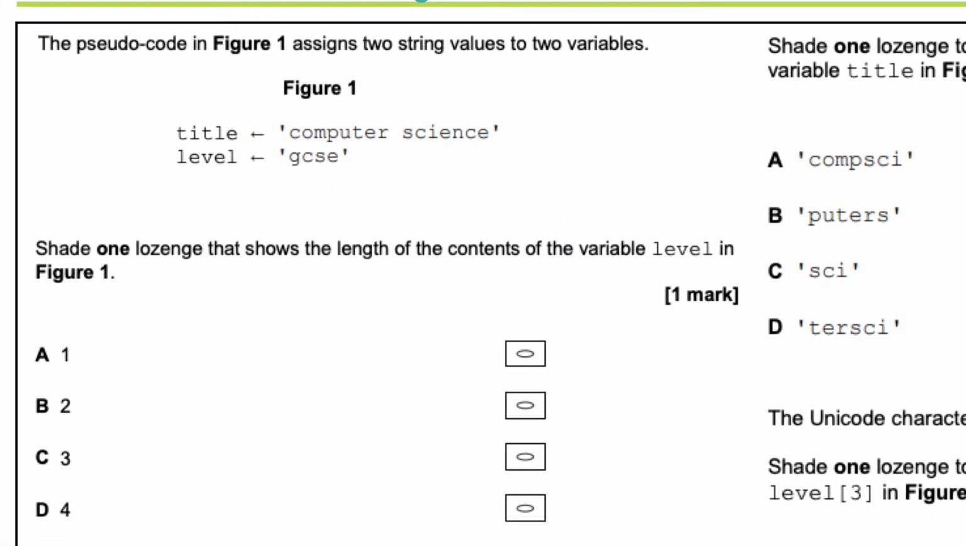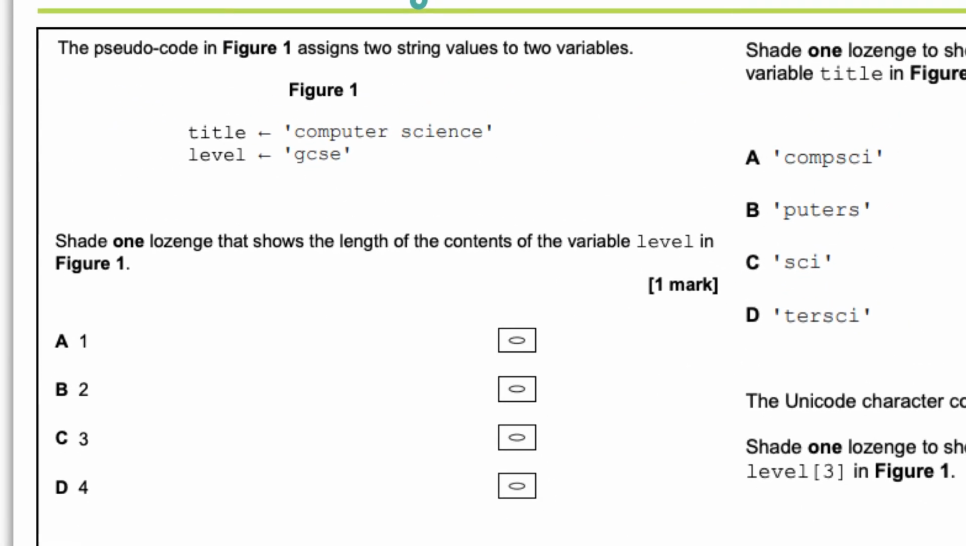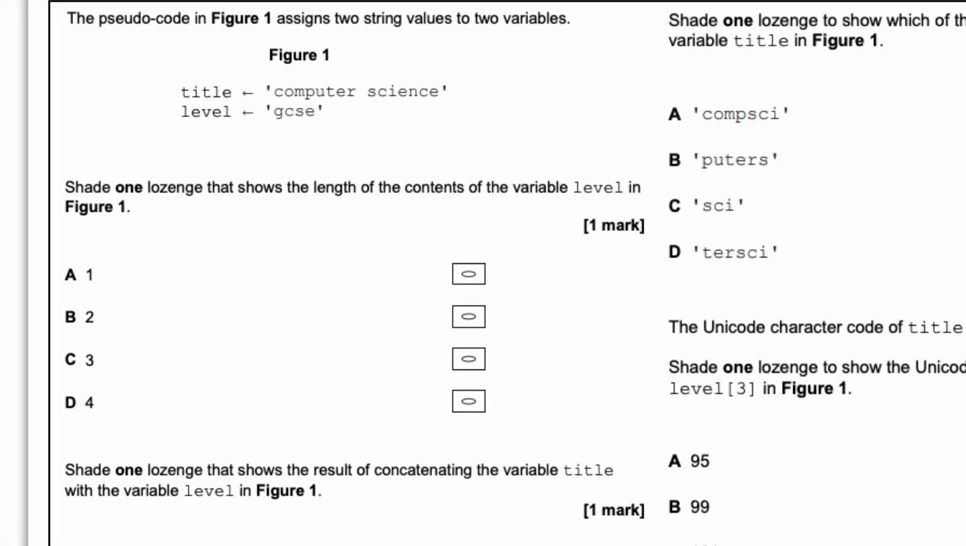So the pseudocode in figure 1 assigns two string values to two variables. The first variable is named title, and it's storing the value computer science. It's a string because you can see it's between these quotations. The second variable is identified as level. So the name of the variable is level and it's storing GCSE. And remember, the arrow assigns the value to it. This is trying to make sure you understand the difference between having a name of a variable and the thing it's storing. So let's get started looking at the first thing it's asking you to do.